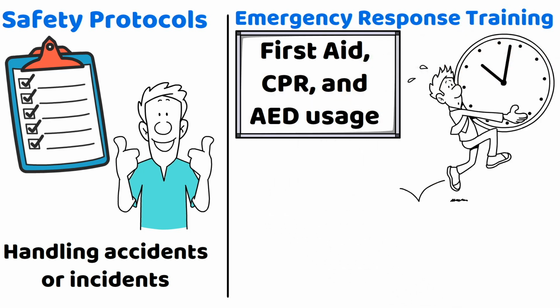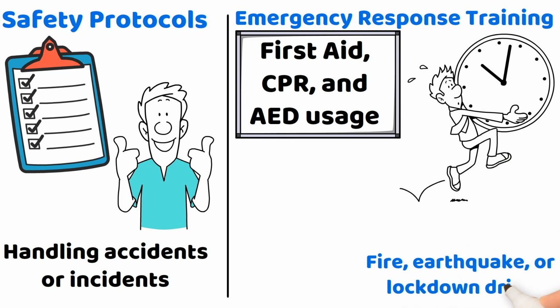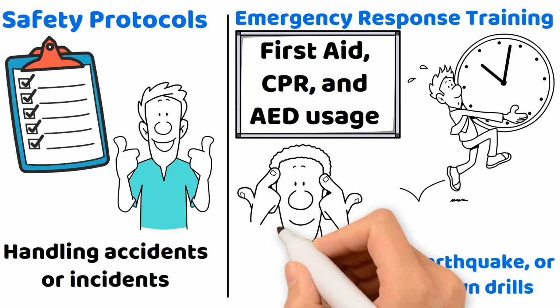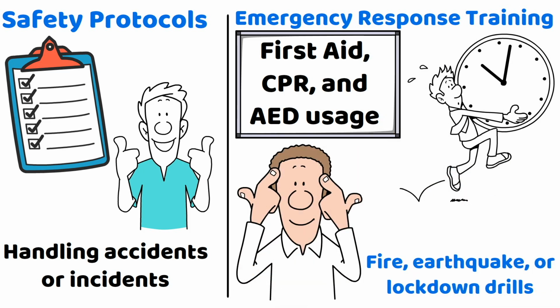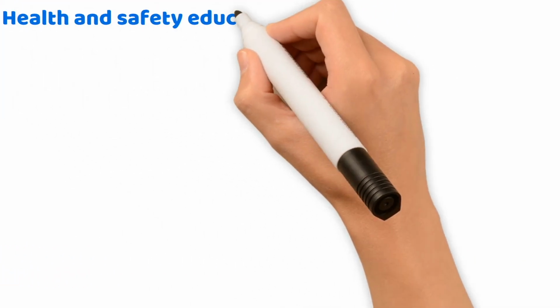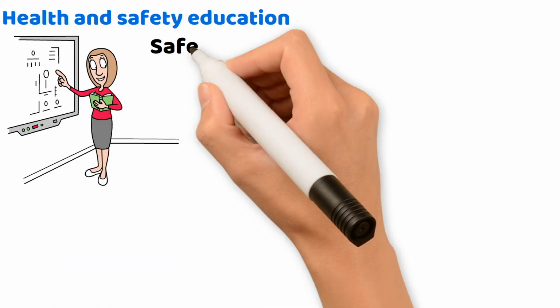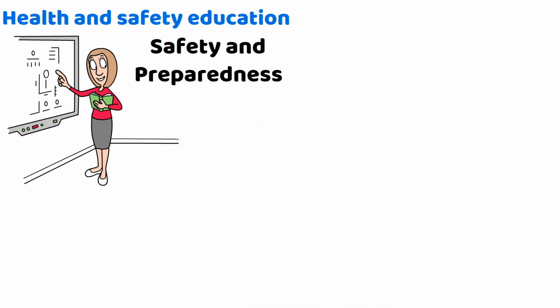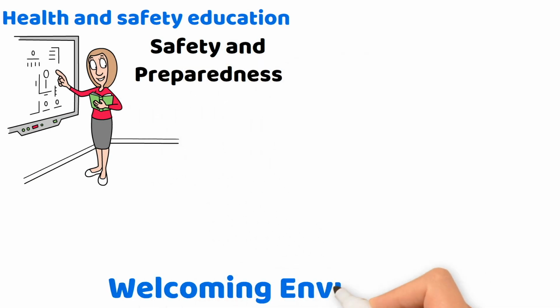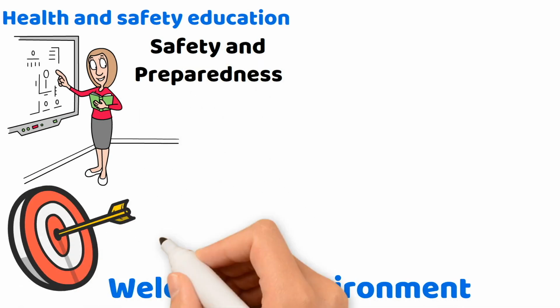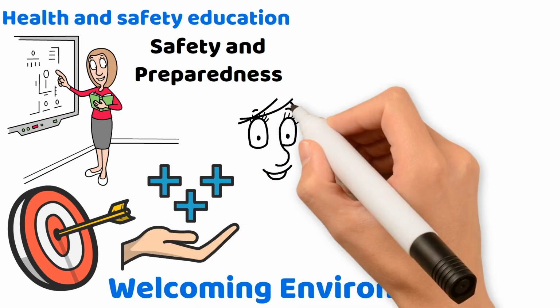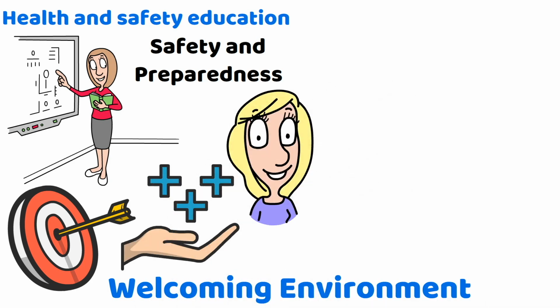Conducting regular emergency drills like fire, earthquake, or lockdown drills can prepare both you and your students for unexpected situations. Furthermore, incorporating health and safety education into your teaching practice helps build a culture of safety and preparedness. Likewise, creating a welcoming environment is the cornerstone of fostering a positive classroom atmosphere. It's all about making each student feel valued and understood.